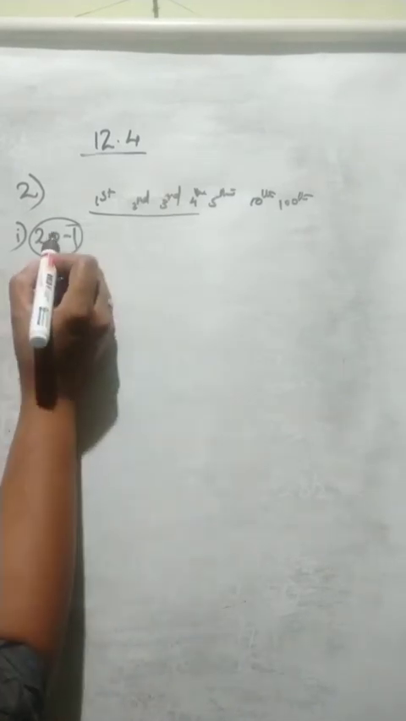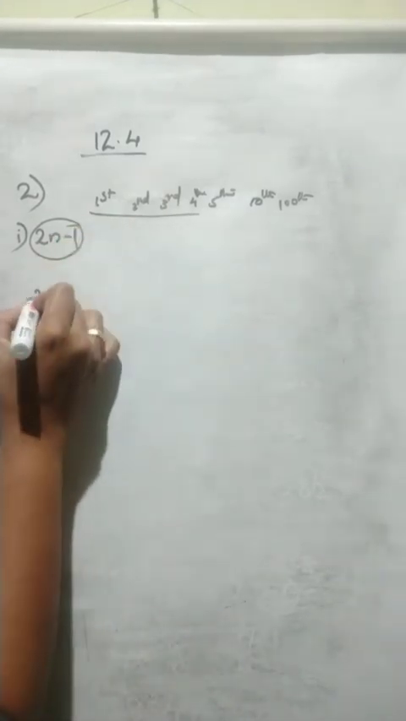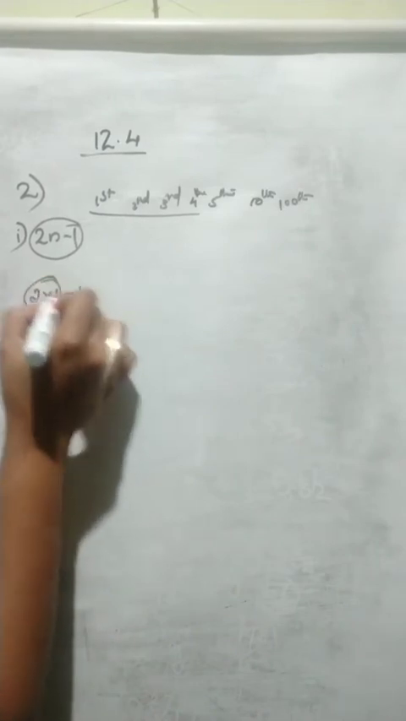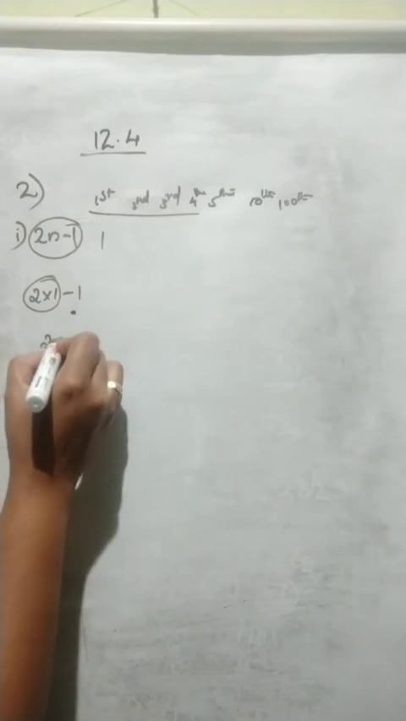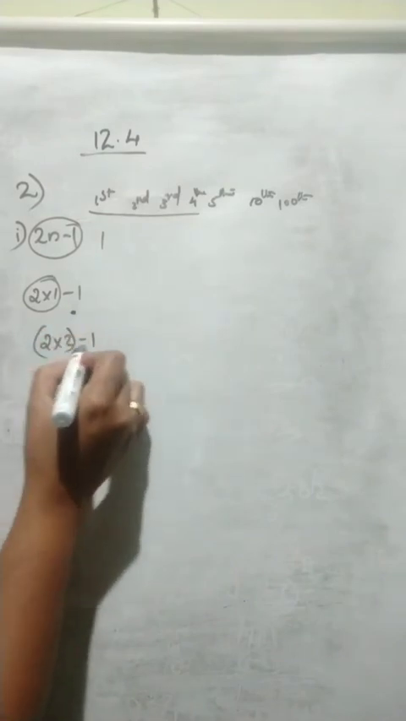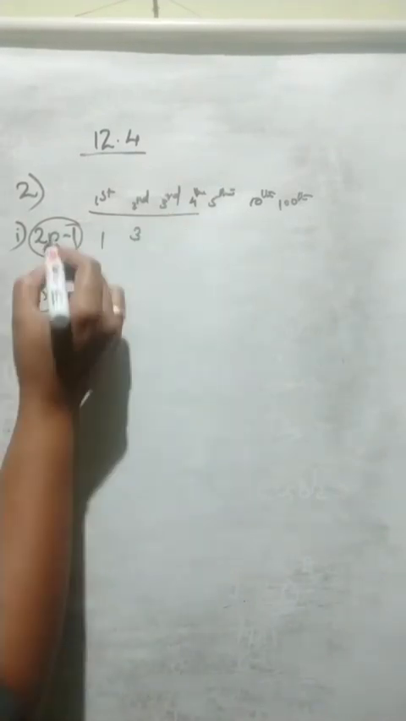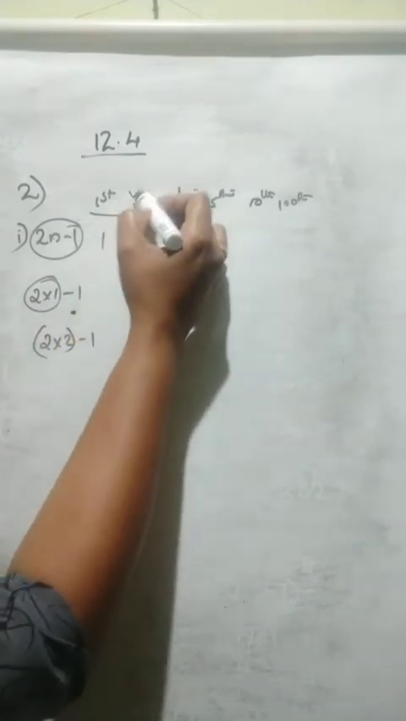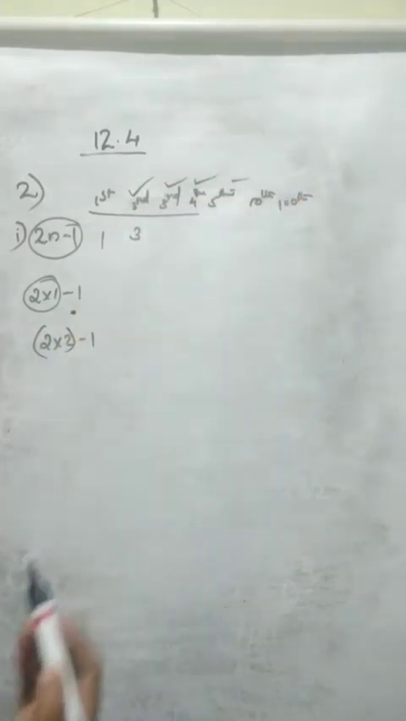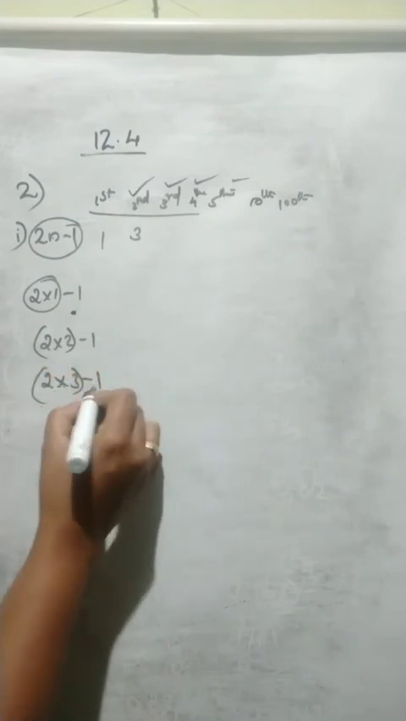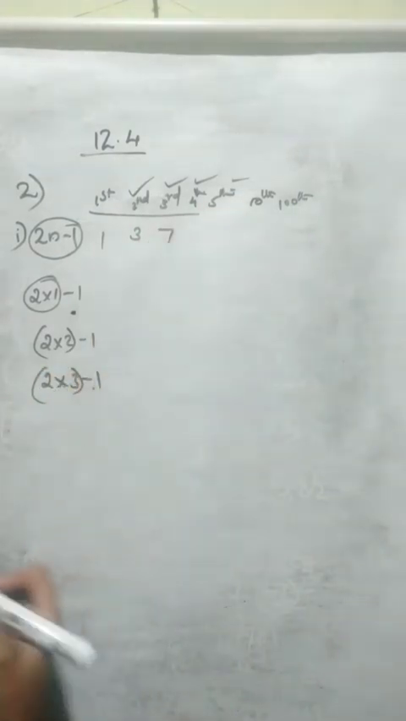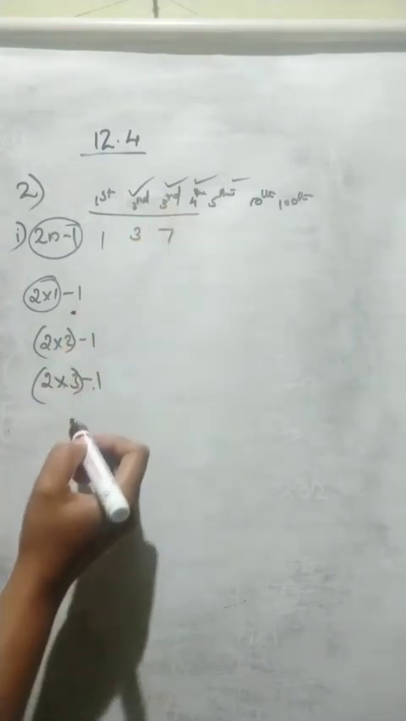Okay. That is 2 into 1. First term means 2 into 1 minus 1. That is 2 minus 1 is equal to 1 itself. Then for second, 2 times 2 minus 1. That is 4 minus 1 is equal to 3. Instead of n, we have to apply these values. Okay. Which term? Clear? Then for this one, 2 times 3 minus 1. That is 6 minus 1 is equal to 5. For fourth term, 2 times 4, 8.